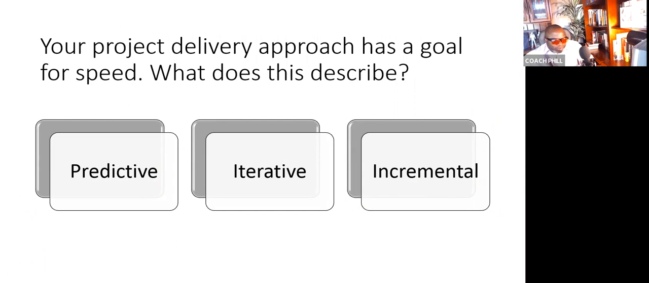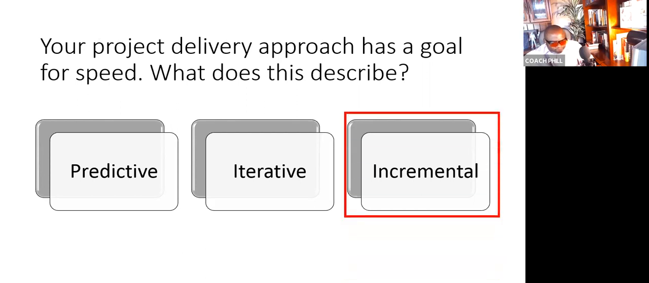Your project delivery approach has a goal for speed. What does this describe? The answer is incremental. Incremental delivery is all about the speed. Remember page 18 and 19 in the Agile Practice Guide, that table. Make sure you read that table on page 18, I believe it is.